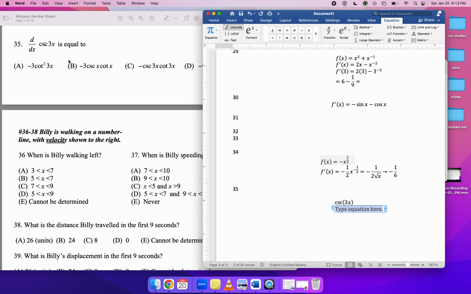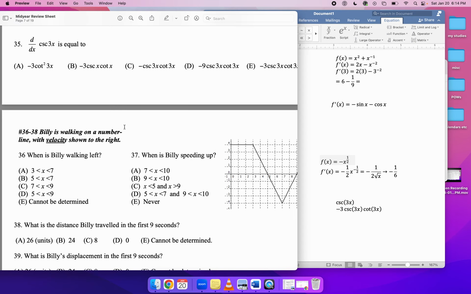So the outside function is cosecant blank. The derivative of cosecant blank is negative cosecant blank cotangent blank. 3x goes inside both those blanks, but then we also have to multiply by the derivative of the inside function, which is 3. So there's the derivative.